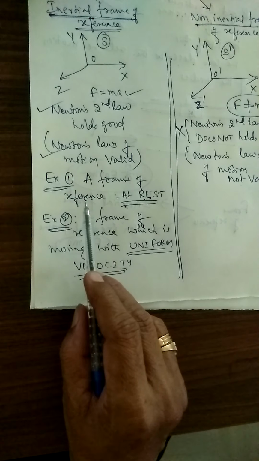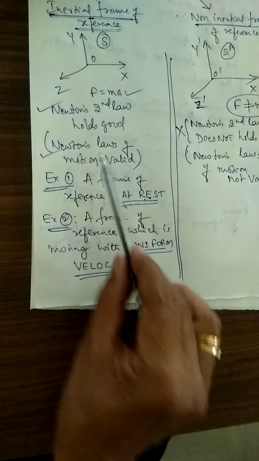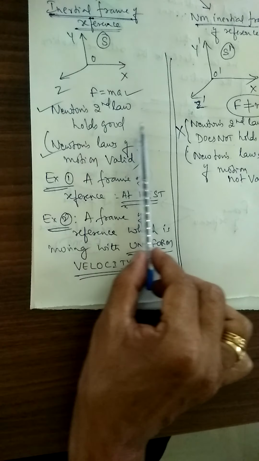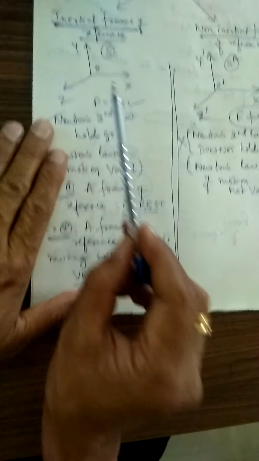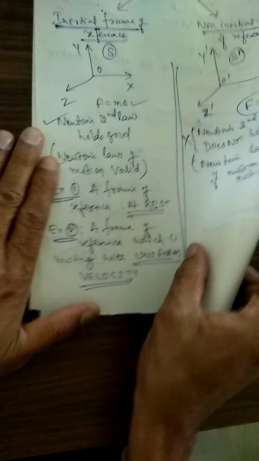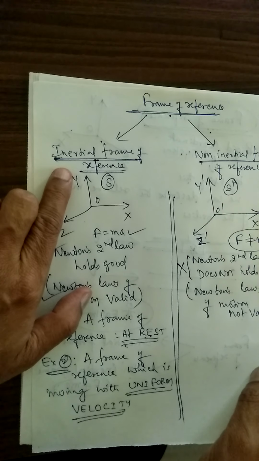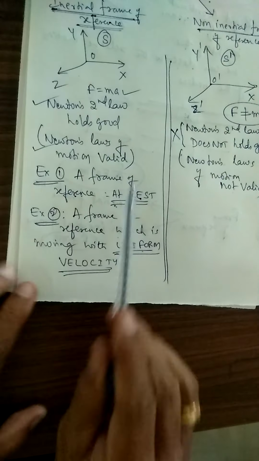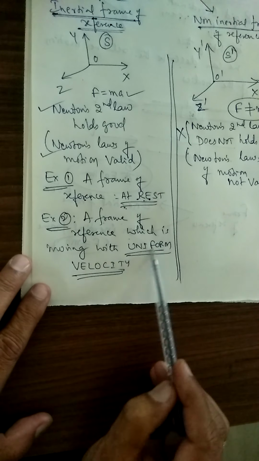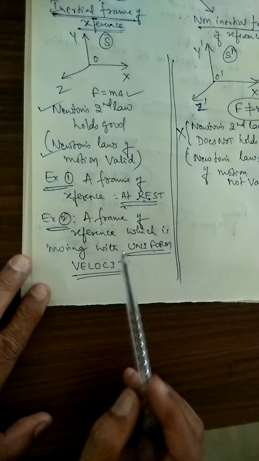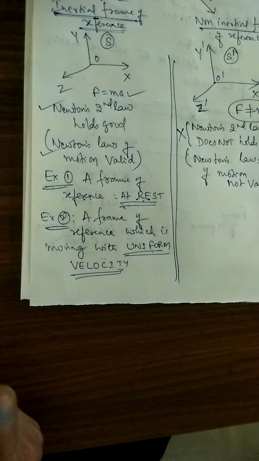If a frame of reference is moving with a uniform, steady velocity, I can consider that frame of reference as an inertial frame of reference. So examples for an inertial frame of reference: a frame of reference which is said to be at rest, fixed one, and a frame of reference moving with a uniform velocity can also be taken as an inertial frame of reference.